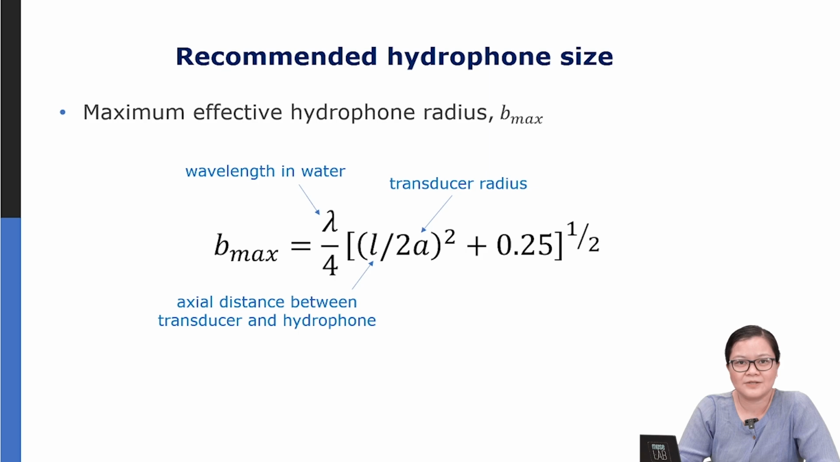Now, what is the recommended hydrophone size? We had discussed this earlier, that the IEC has a specific standard for what a maximum effective hydrophone radius would be, to try to avoid spatial averaging or disturbance of the ultrasound wave field as the hydrophone is scanning the beam. So here's the equation that is given to us, where the radius is B max. What this represents is that the maximum hydrophone size should be this, and you should select a hydrophone that is much less than this radius. It's a function of the wavelength in the water, the axial distance between the transducer and the hydrophone, as well as the transducer radius.